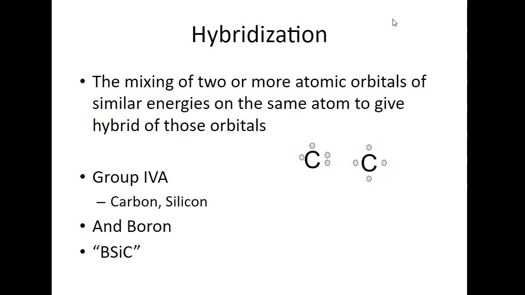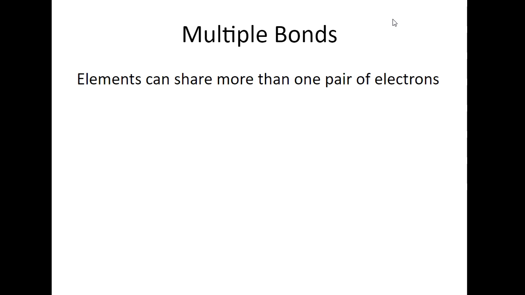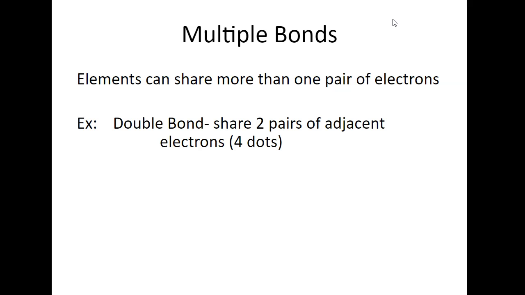When you're writing these down, you show your dot structure like this. You spread the outer electrons around it so they can pair. Same with boron. You have 3 there, so spread them out so you can pair those up. Multiple bonds. Elements can share more than 1 pair of electrons. You can have single bonds, double bonds, and triple bonds. There's no quadruple bond. So let's look at a double bond.